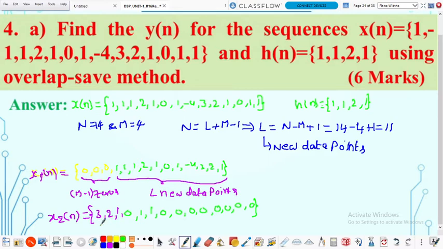These are the last capital M minus 1 points from x1 of n, and these are the L new data points.